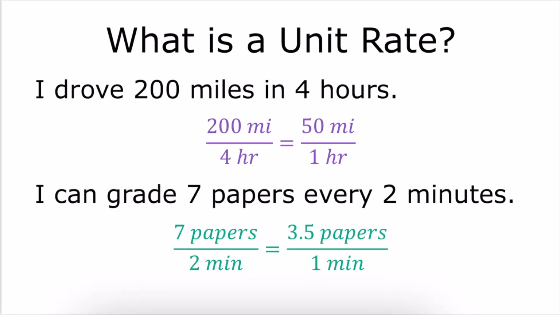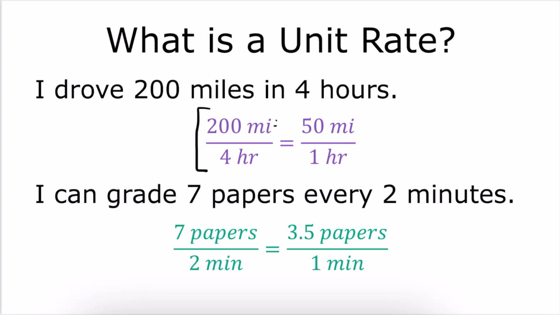So, the definition of a unit rate is a rate where the second number in your rate is 1 unit. So, for example, if you were going to drive 200 miles in 4 hours, you could represent this situation with the rate 200 miles for every 4 hours. And this rate is reducible, or you could simplify it because 200 and 4 are both divisible by 4.